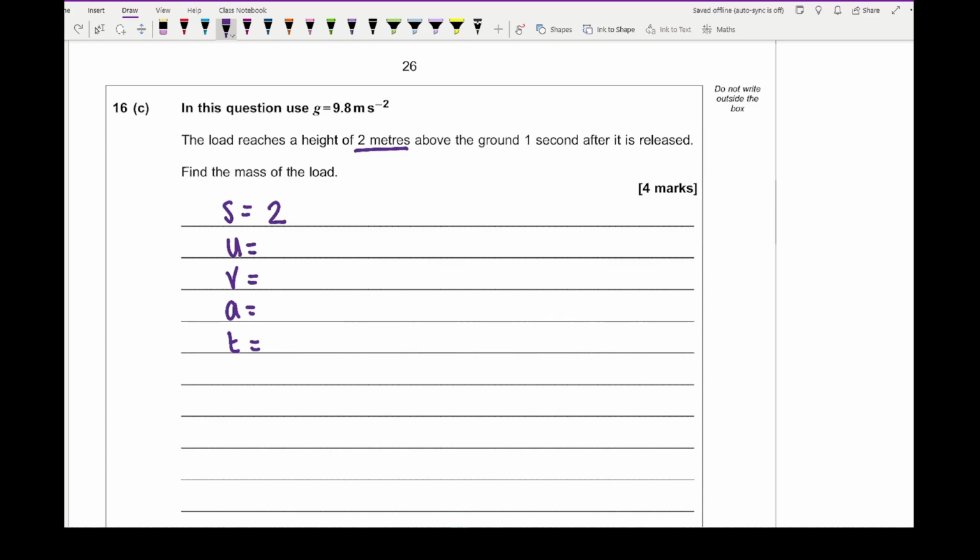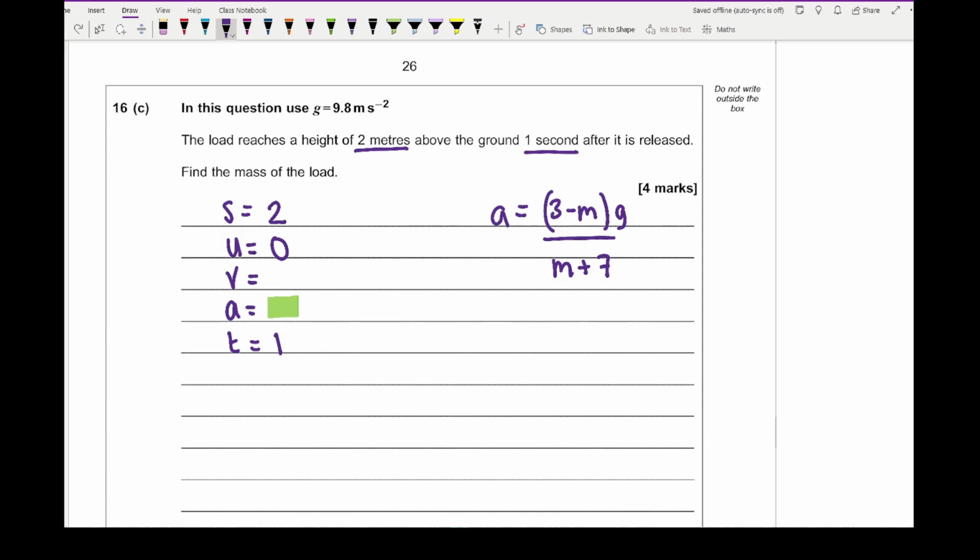It said that the system was at rest, so initially it was held at rest, that was at the start of the question, so u is 0. We've got 1 second, so t is equal to 1, and we want to find the mass of the load. And if we remember, the equation that we were working with was acceleration, so a is equal to 3 minus m lots of g over m plus 7. We want to work out the mass, so we want to solve for m, which means we have to know what a is. So we're looking for a.